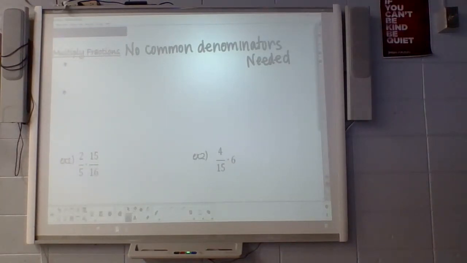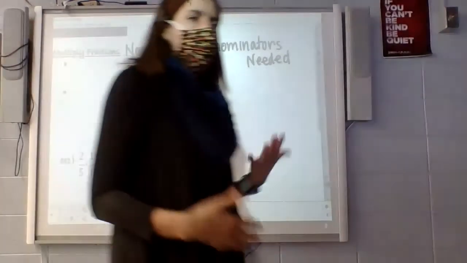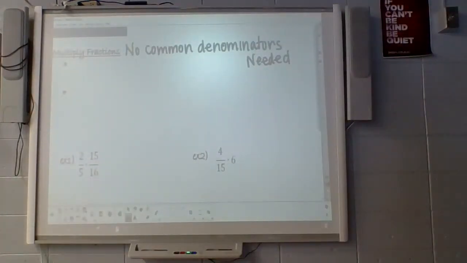So that's kind of good news, hopefully, for some of you. Because if you didn't like finding those common denominators, if that was a struggle, we don't have to worry about it here. So these two steps that we're going to do aren't really numbered as steps because the order you do them in doesn't matter. So you can do a couple of different things here, and it just depends on what order you want to do them in.